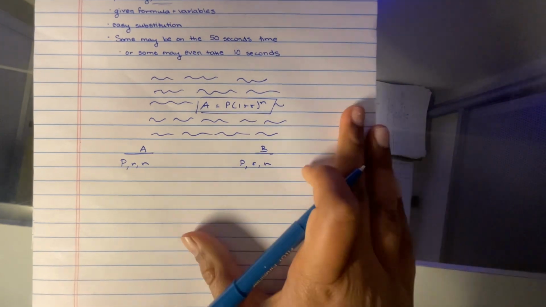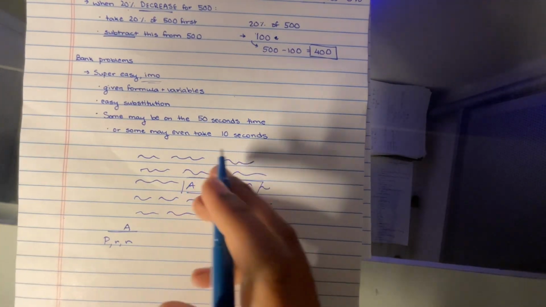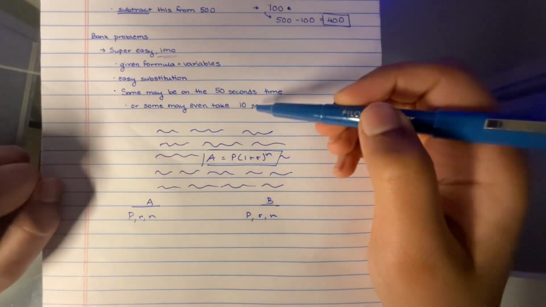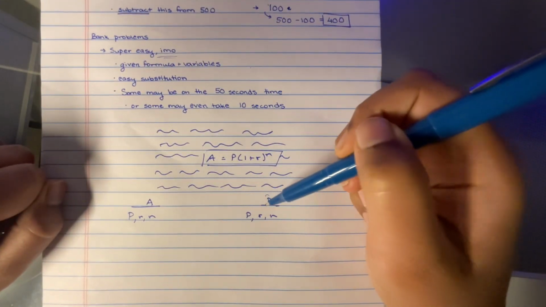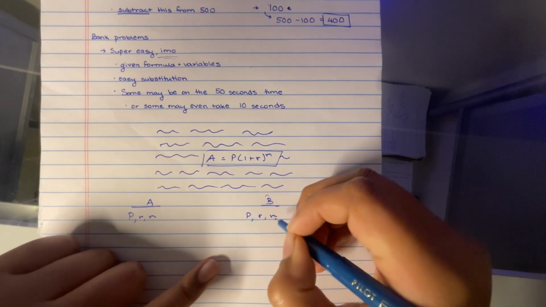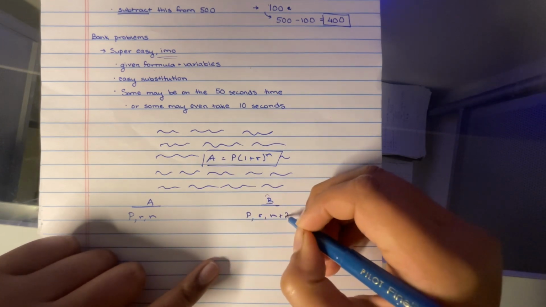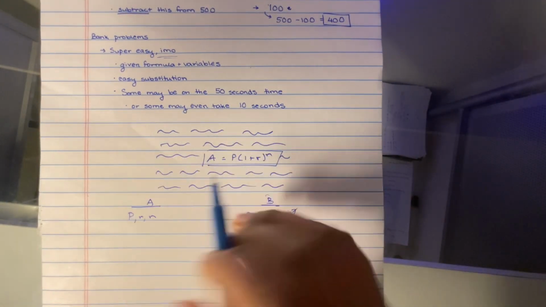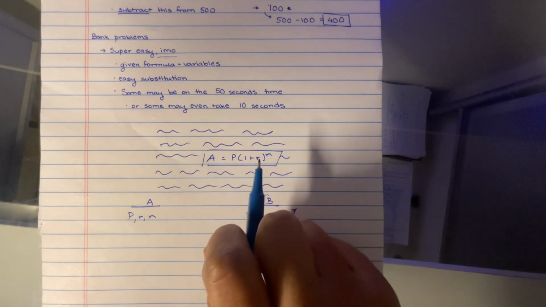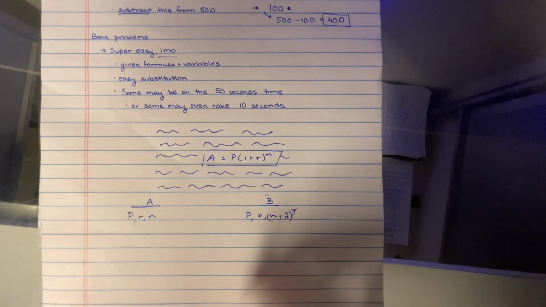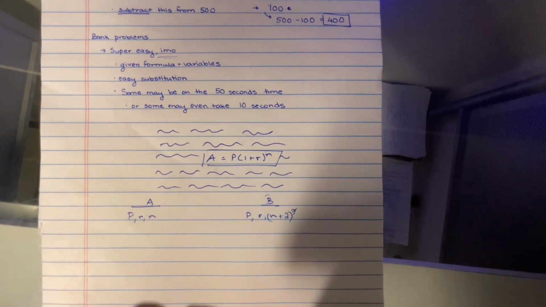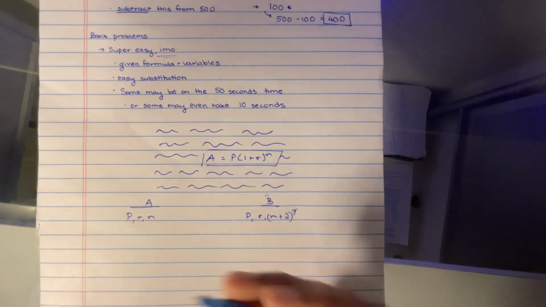Some may be in the 50 seconds time, some may actually be useful background information that you need. It might be more complicated than this, like if n was plus 2 to the power of 7 or something like that. There are times when that happens. Some may even take 10 seconds. So that last one was pretty easy actually, just substitute. Remember, just follow the strategy and you'll be good for percentages.